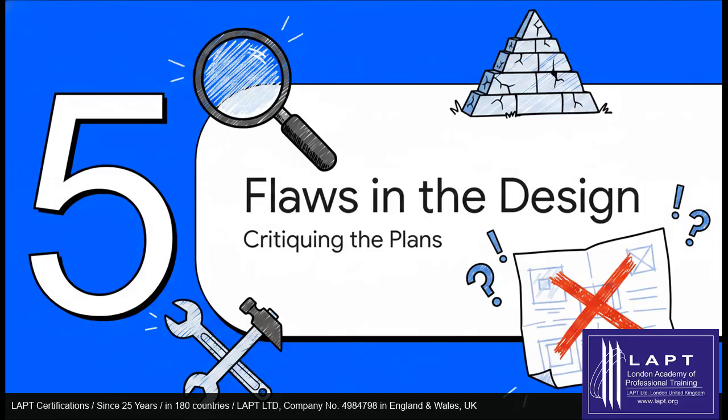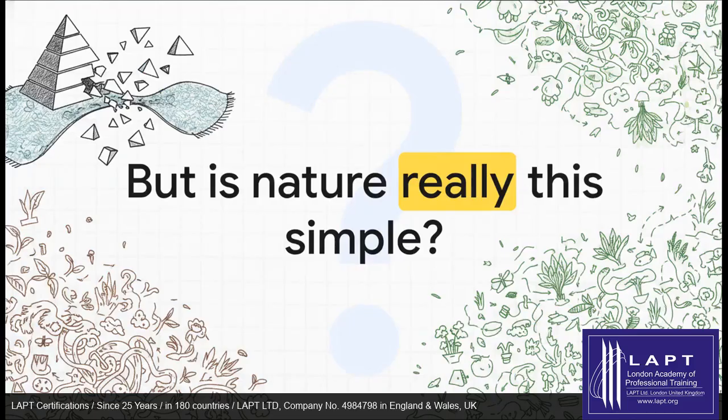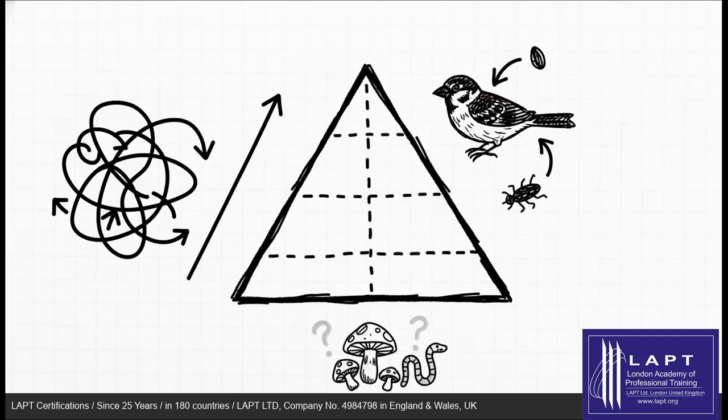And that leads us to our final stop, Section 5, flaws in the design. But is nature really this simple? I mean, we love our neat geometric shapes and our clear-cut levels, but let's pull the rug out for a second and shatter that illusion. We've constructed this perfect model of orderly steps, going from producers straight up to apex predator. However, if you've ever spent any actual time observing the natural world, you probably suspect that life rarely behaves like a perfect triangle, right? So here's exactly where the model breaks down.